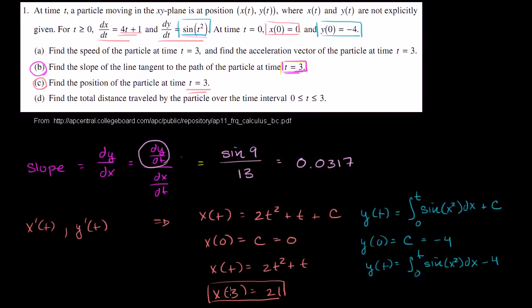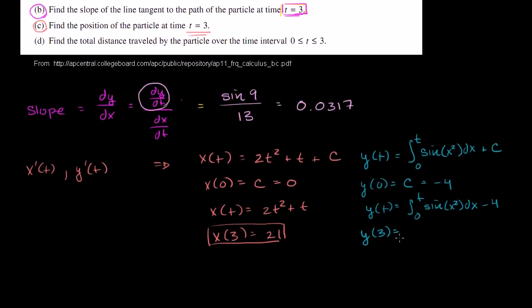So that's y as a function of t, and they want us to figure out what, we already figured out what x of 3 is, now we have to figure out what y of 3 is. y of 3 is going to be equal to the integral from 0 to 3 of sine of x squared dx and then minus 4. And once again, lucky for us, we can use calculators here.